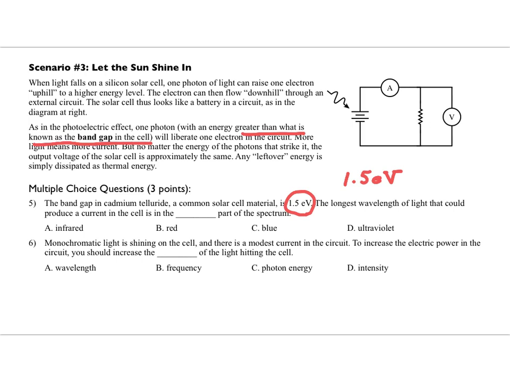Next piece, monochromatic light is shining in the cell. There's a modest current. To increase the power, now you can't increase the voltage of the solar cell. The output voltage is approximately the same. So the only way I can increase the power is by increasing the current. And the only way I can increase the current is to get more electrons liberated. And we have one photon liberates one electron.